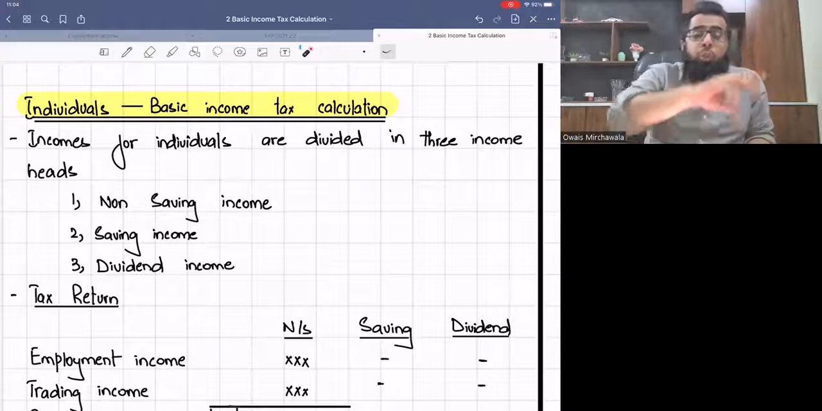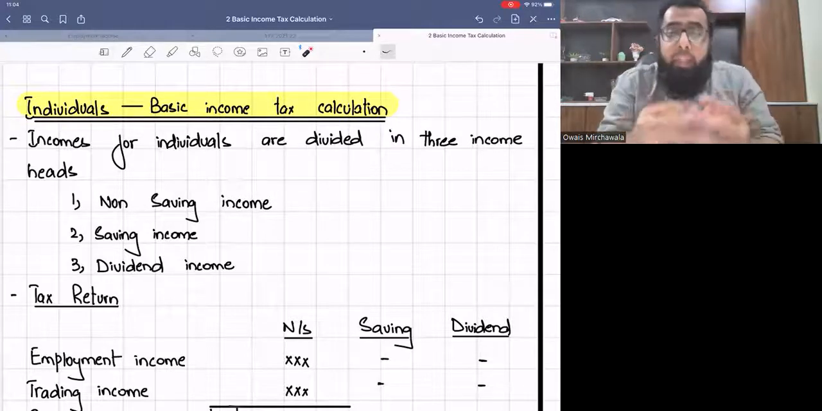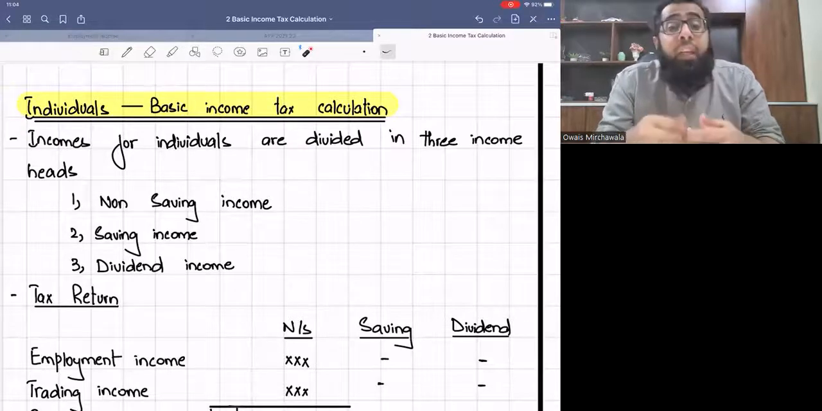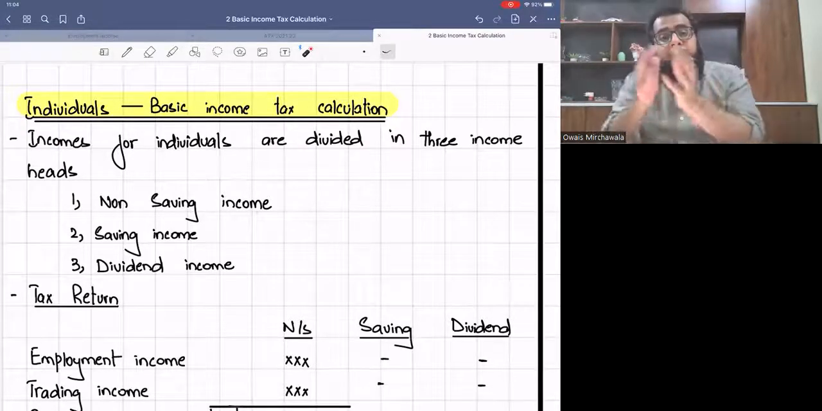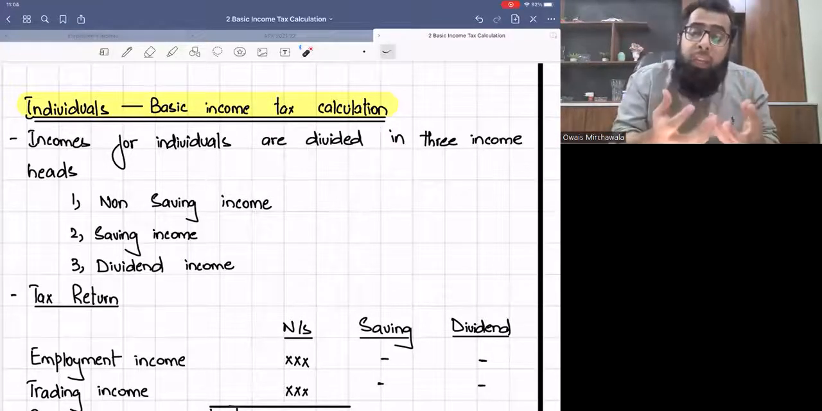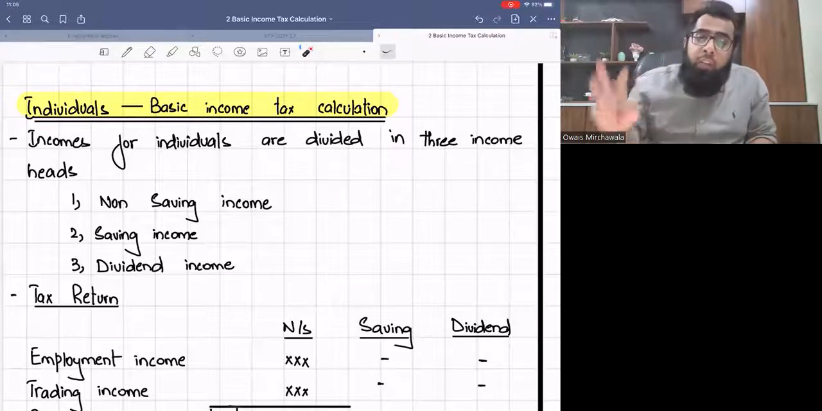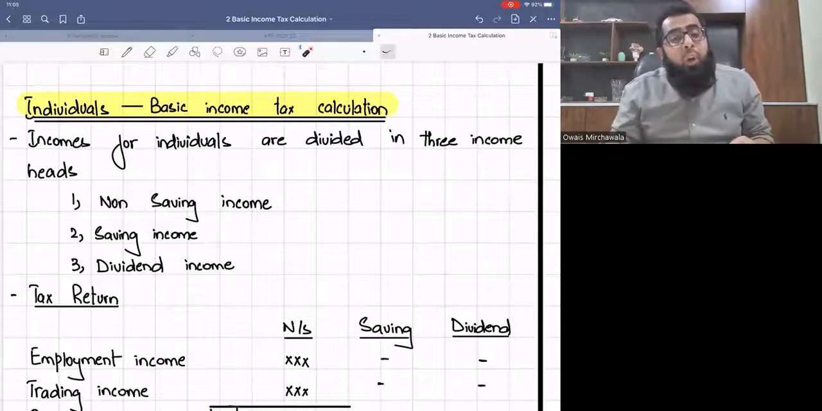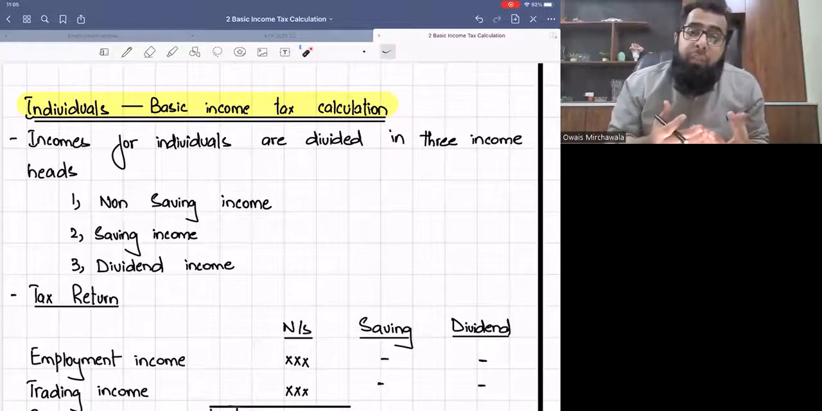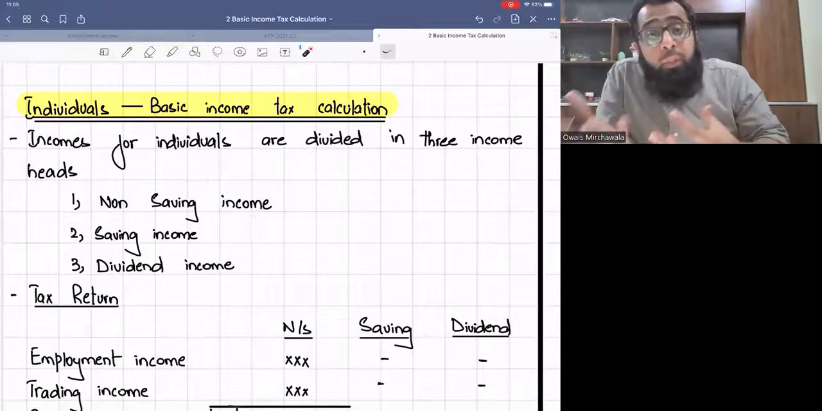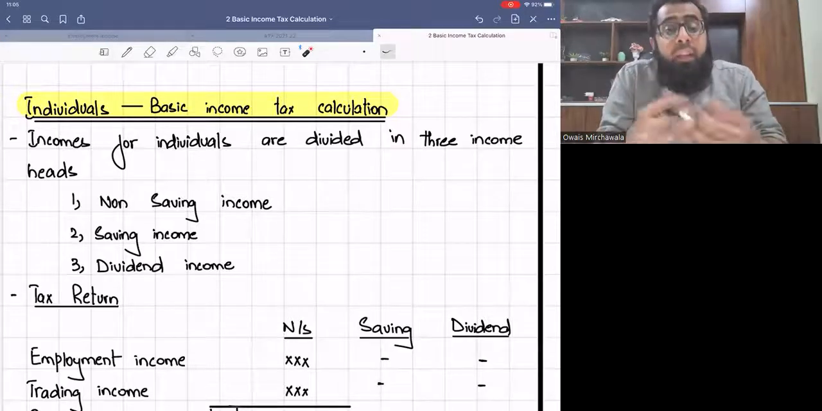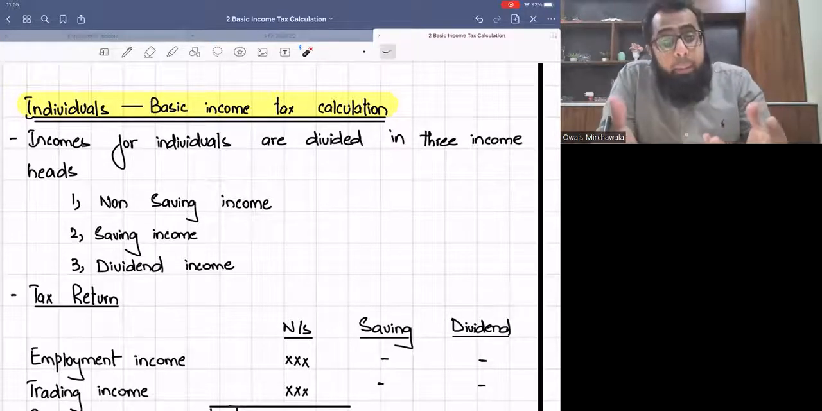Non-saving income includes all the incomes except the interest income and the dividend distribution. If the individual has received any dividend, it goes in the head of dividend income. If he has received any interest, it goes in the head of saving income. And all of the rest of the incomes are classified in the head of non-saving income. Basically, non-saving refers to incomes which are not generated through savings. Employment, trading, these are all businesses. These are all economic activities.